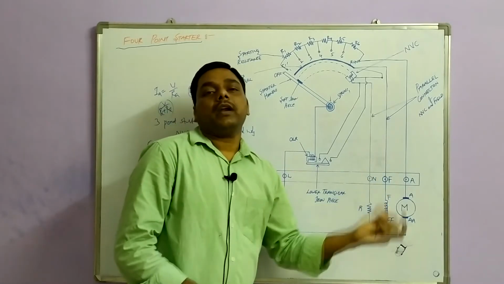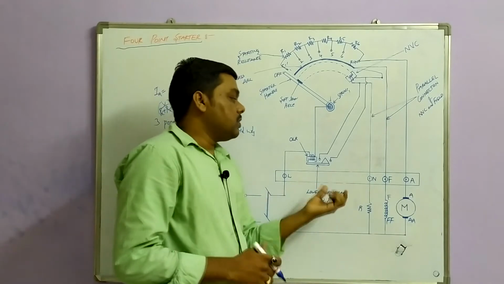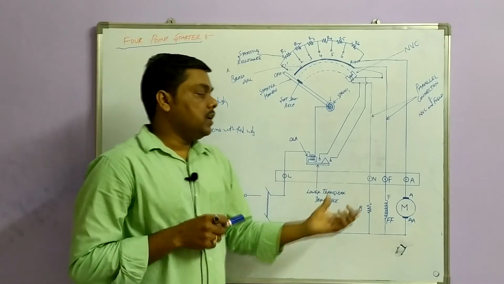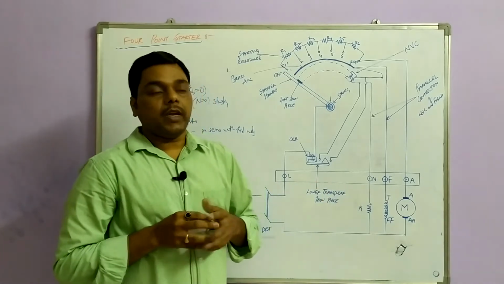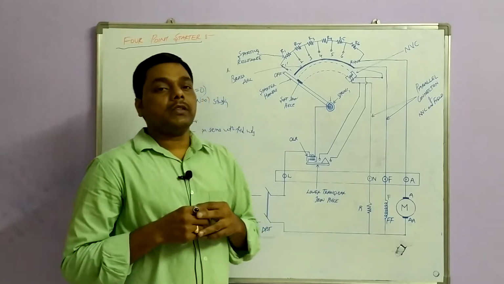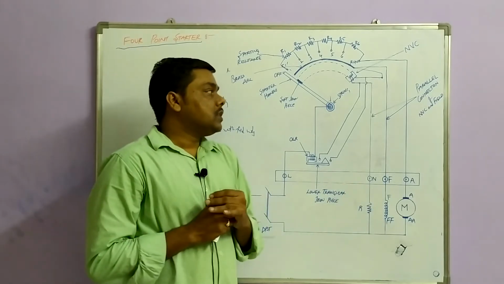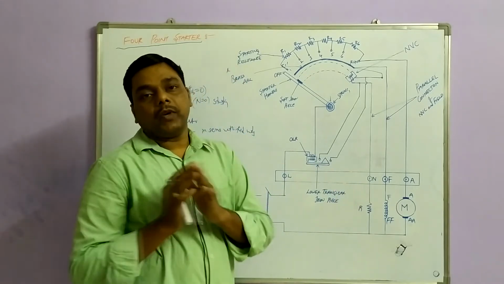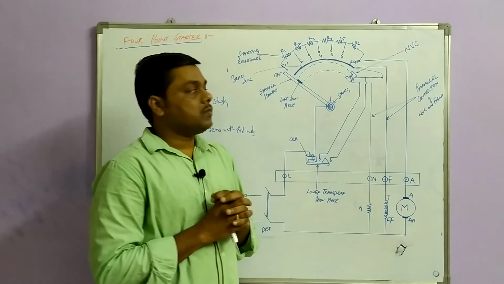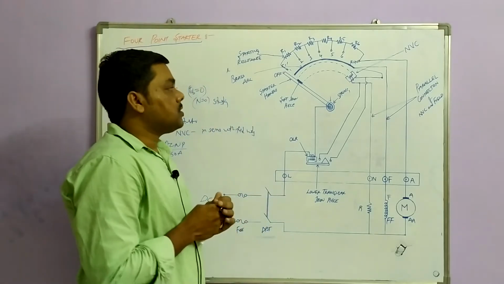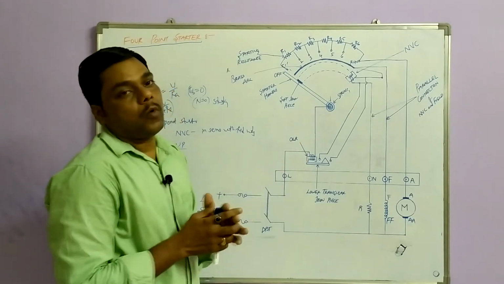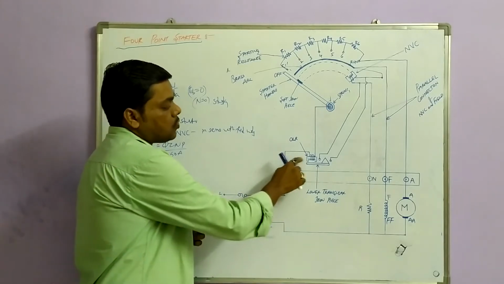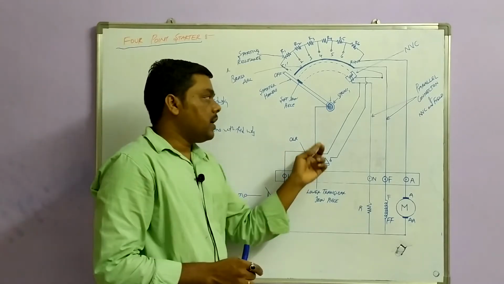So all are connected for this 4-point starter, whereas in the 3-point starter we have only 3 terminals. Here we have 4 terminals. So that is the main constructional difference: the N terminal is different from your 3-point starter. Now if you see the working of this 4-point starter, when we close the DPST switch, the current starts to flow through the line terminal and enters into the handle.